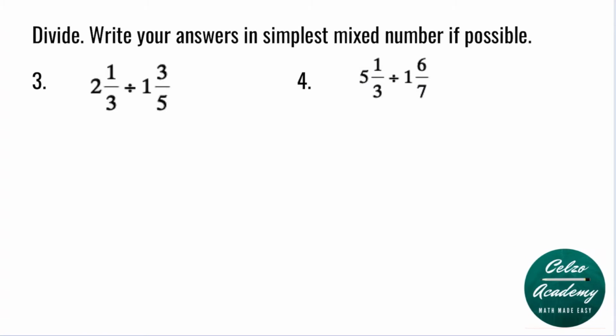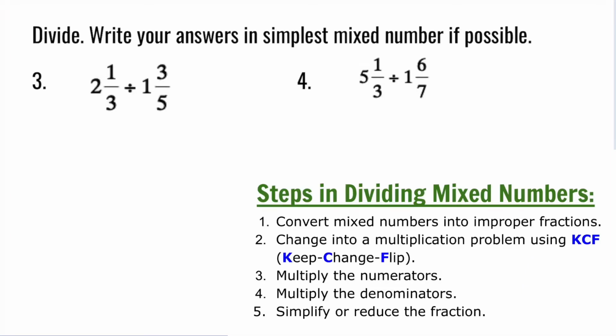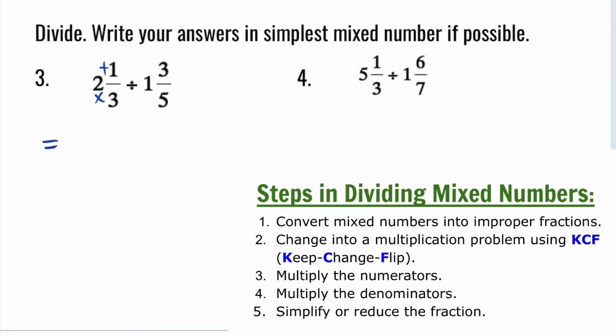Question number 3. 2 1/3 divided by 1 3/5. Step 1 is to change mixed numbers into an improper fraction. Let's begin with 2 1/3. 3 times 2 is 6. 6 plus 1 is 7. So we will write this as 7 over 3. Divided by. Now let's change 1 3/5 into an improper fraction. 5 times 1 is 5. Plus 3 is 8. So this is 8 over 5.